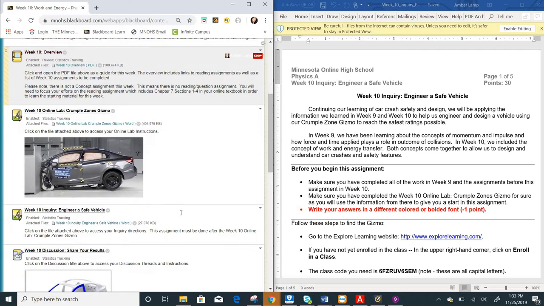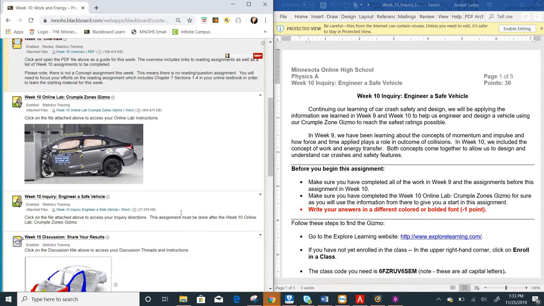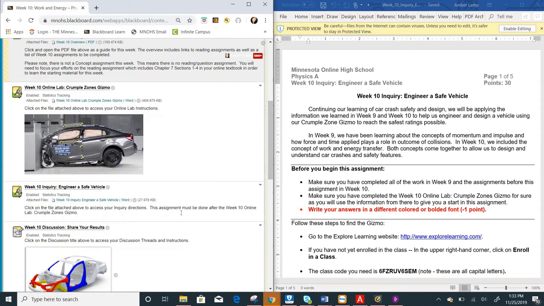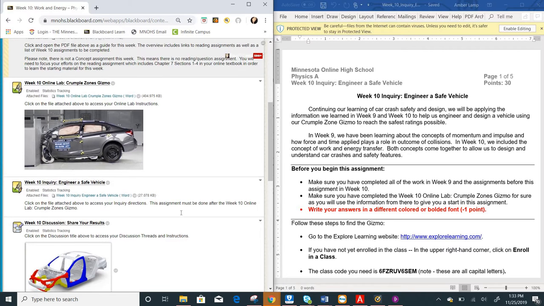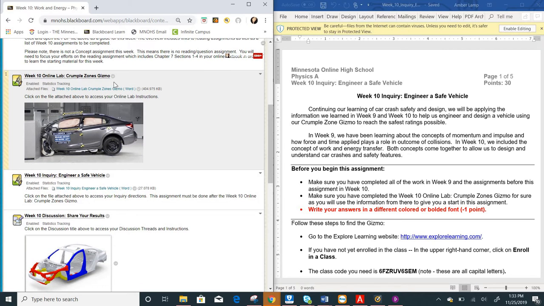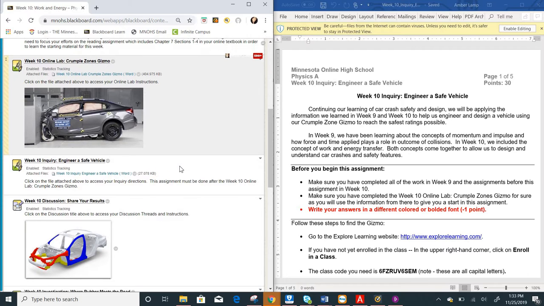Now with week 10 we do not have a concept assignment, so you have to make sure you do the reading in chapter 7, sections 1 through 4, so that you can get the information you need in order to do these assignments.